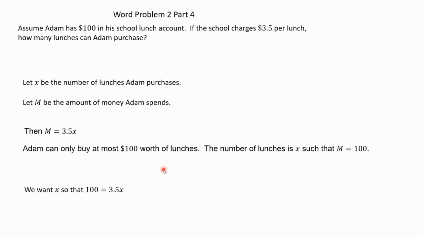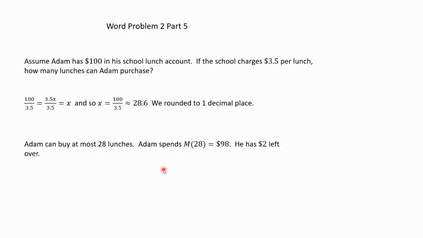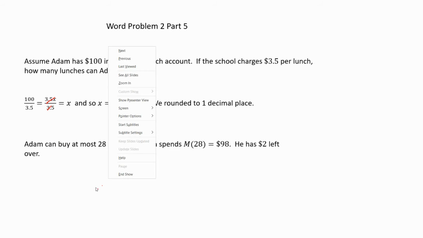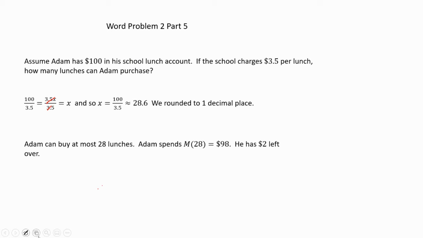Okay, so we have that equation. We have our pathway to solve, and we solve it. Here it's actually pretty easy. We just divide by 3.5. So this cancels with this, and we get x on the right side, and we get 100 over 3.5. So x equals 100 over 3.5. And that turns out to be about 28.6. So he can buy at most 28 lunches.